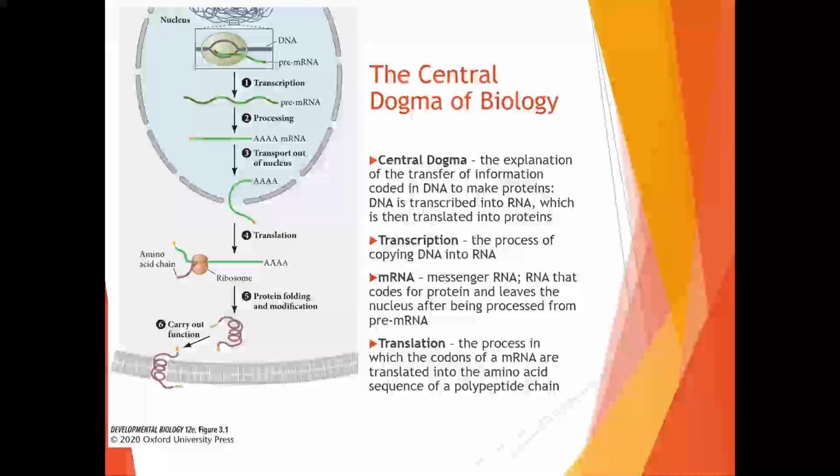So the central dogma is the transfer of information from DNA to make proteins. DNA is transcribed into RNA. So we're transcribing here in the nucleus, making a messenger RNA, or an mRNA, that will code for protein. It can leave the nucleus, and then it can get translated, or it can go through the process of making codons of mRNA and translating it into an amino acid sequence, or a polypeptide chain.